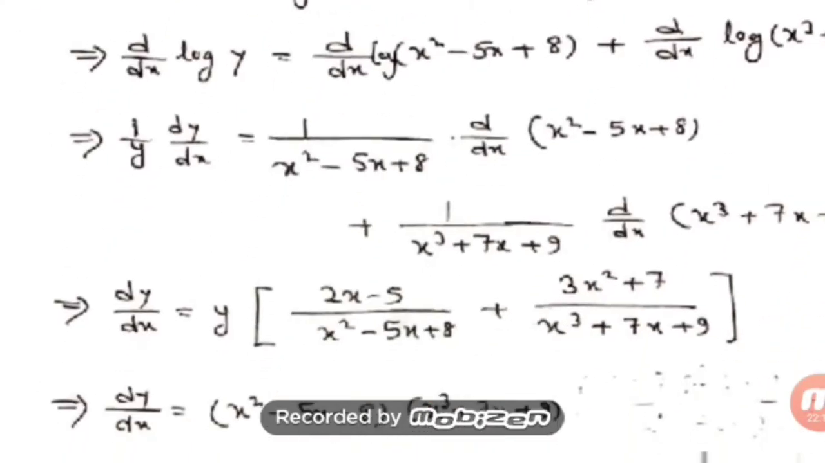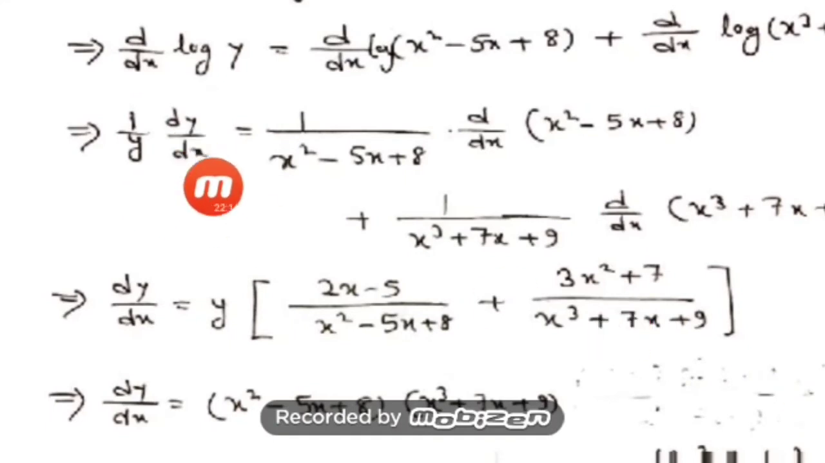Now doing the differentiation, log of y is 1 by y dy dx. Log of this expression, think of it as x. It is 1 by x square minus 5x plus 8 into d/dx of x square minus 5x plus 8. Now again here I have to think of this as x, 1 by x cube plus 7x plus 9 into d/dx of this expression.